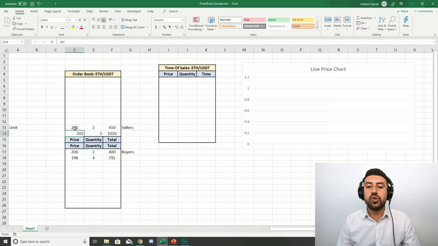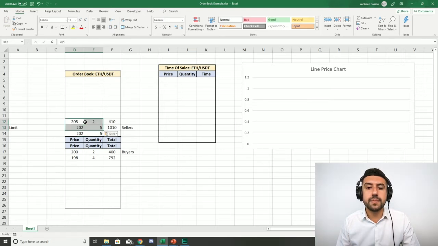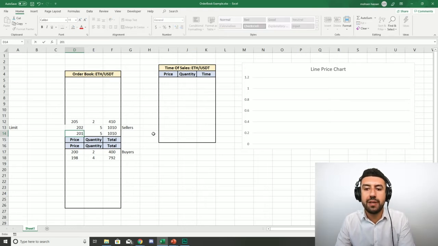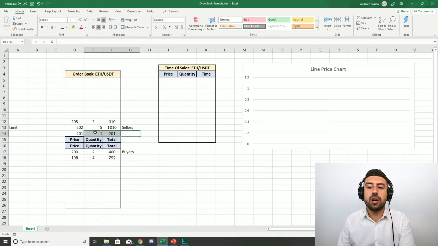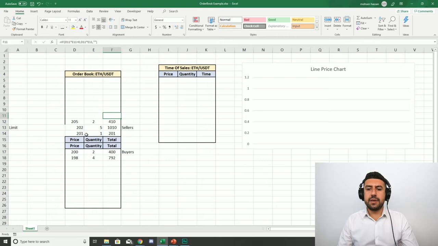Now, if somebody sends an order to sell at 201, he should have priority over the person who wants to sell at 202. So these two people are going to be pushed up. And here, the person who wants to sell at 201 is going to show up here. Let's say he only wants one Ethereum. And he's going to come here. So as orders come in, they're going to get in between other orders.